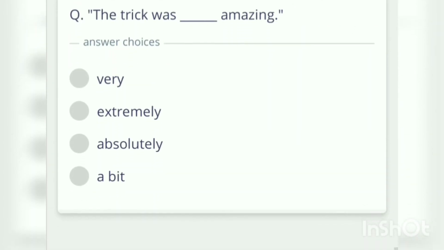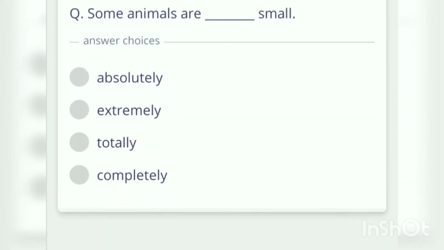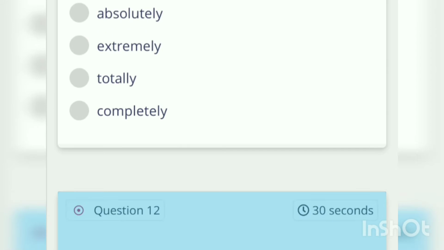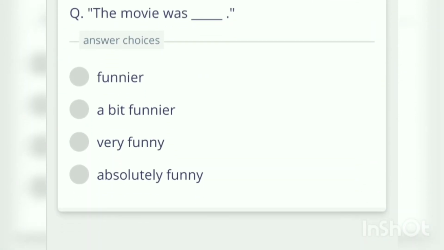The trick was dash amazing. What? Try to write the correct answer. Some animals are dash small. How small? Choose the right option. The movie was. What is the right answer? Right there.